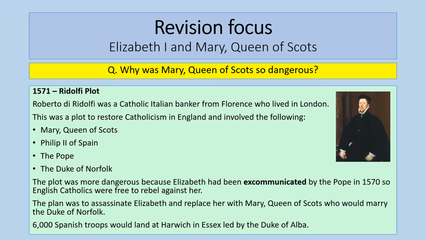And the plot is made ever more dangerous because of the excommunication by the Pope, which means it's much more likely that English Catholics are going to rebel against her. The plan of the plot is to assassinate Elizabeth and replace her with Mary Queen of Scots. The idea is the Spanish will support this, and they will land at Harwich with forces led by the Duke of Alba.